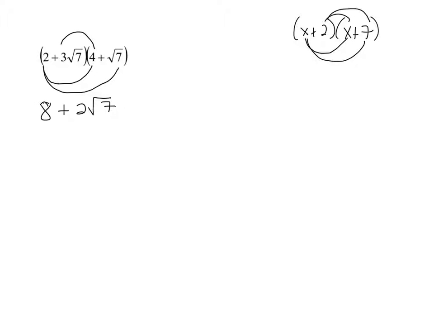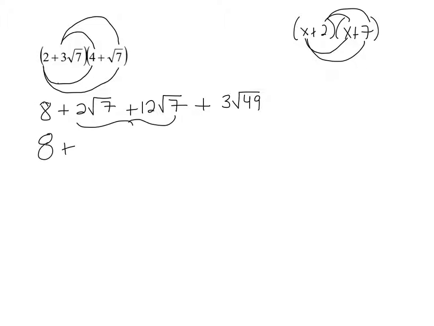And then the inside you have 4 times 3 radical 7, so the 4 and 3 can multiply. So it's 12 radical 7. And then the last terms, we have 3 radical 7 times radical 7, so that's 3 radical 49. So now we'll try to clean it up. So this is 8. These two are like radicals because they both have radical 7. So 2 plus 12 is 14 radical 7. And this last one, we have the 3 and then radical 49. You can simplify it, but we should know that's a nice even root. That's 7.